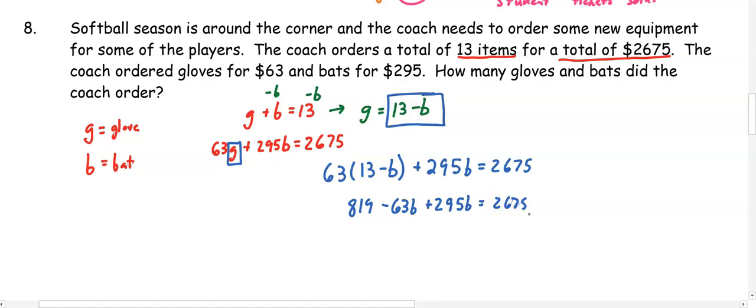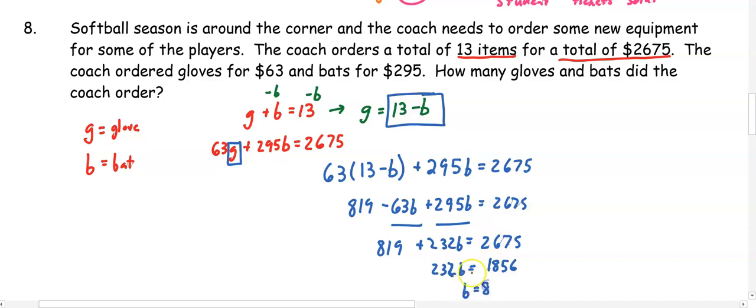So I can combine those B terms, and when I combine those, I get 819 plus 232B equals 2,675. I can subtract 819 from both sides, and I get 232B equals 1,856. When I divide by 232, I get B is 8. So I can substitute 8 back in for B, so I get G plus 8 equals 13, which means that G is 5. So remember, when we write our ordered pair, we're doing alphabetical order, so we have 8, 5.